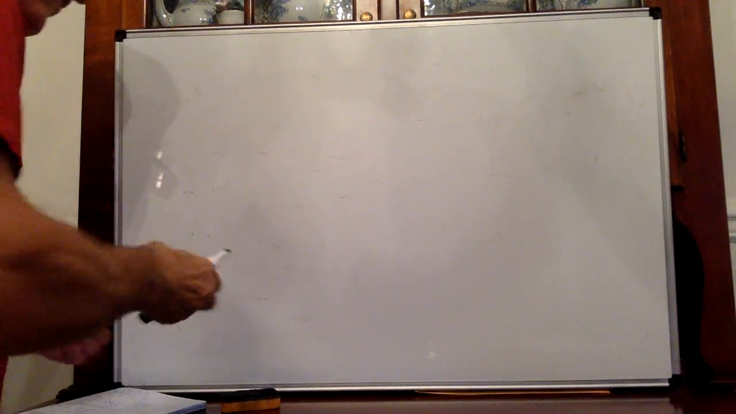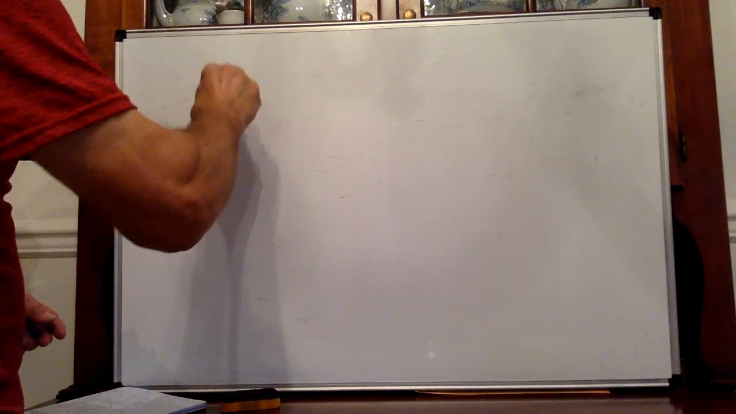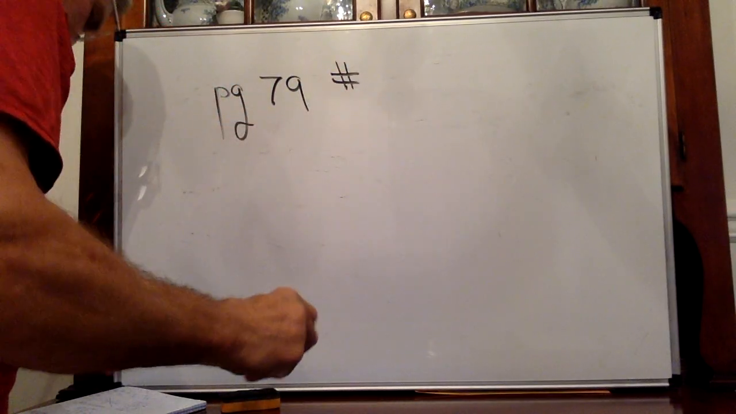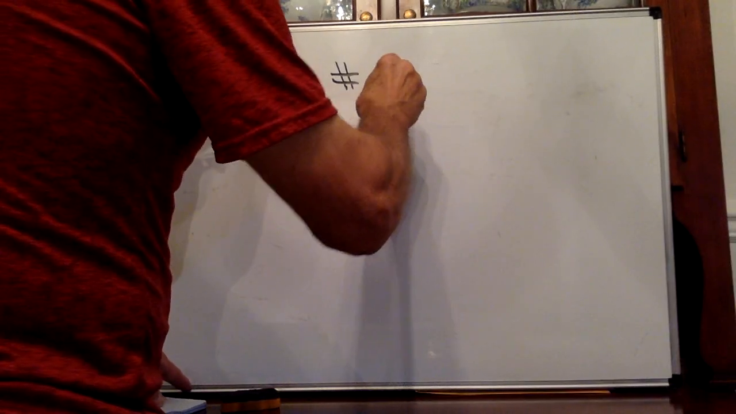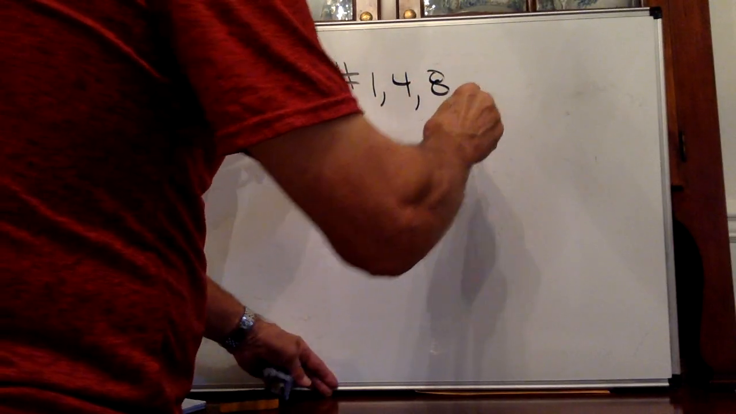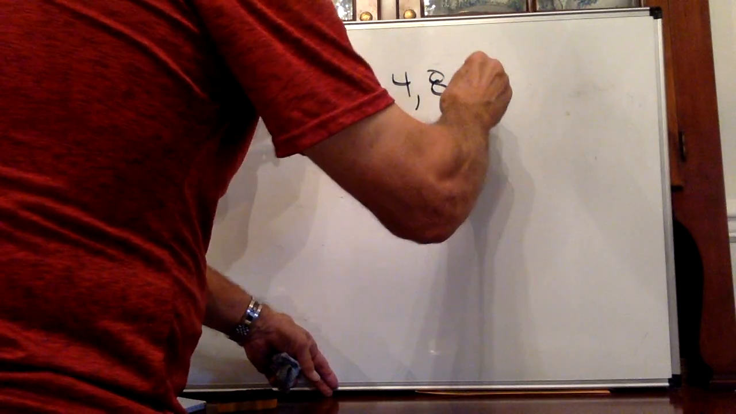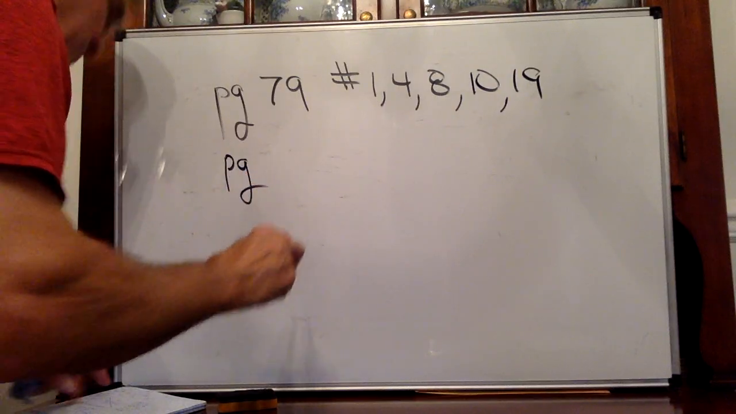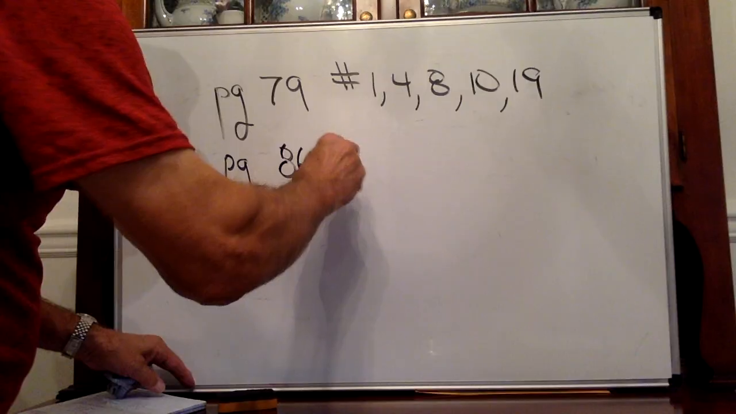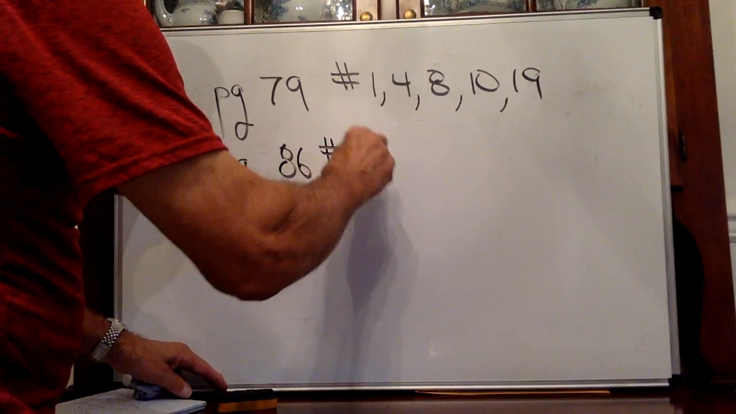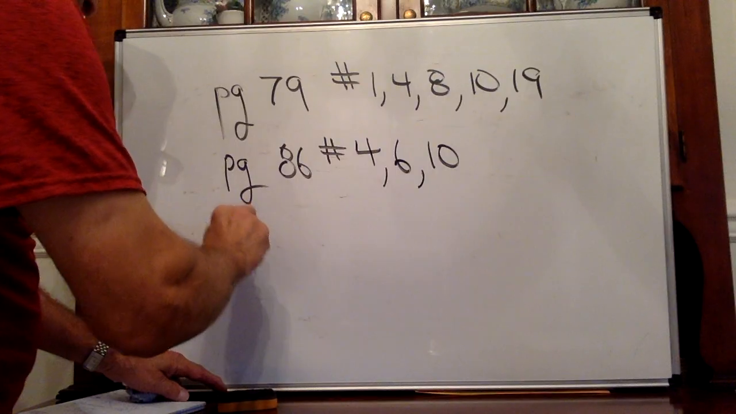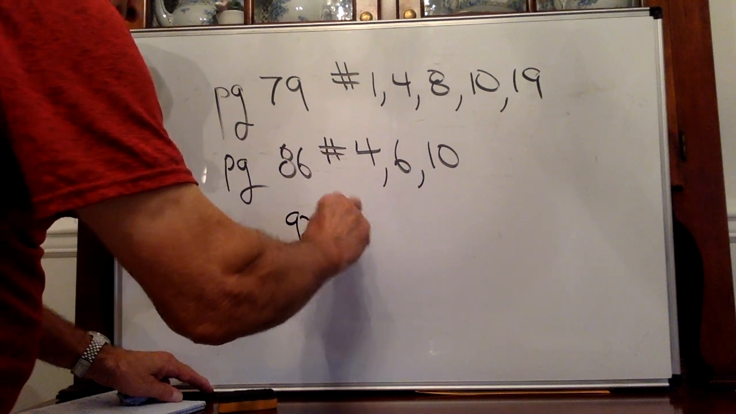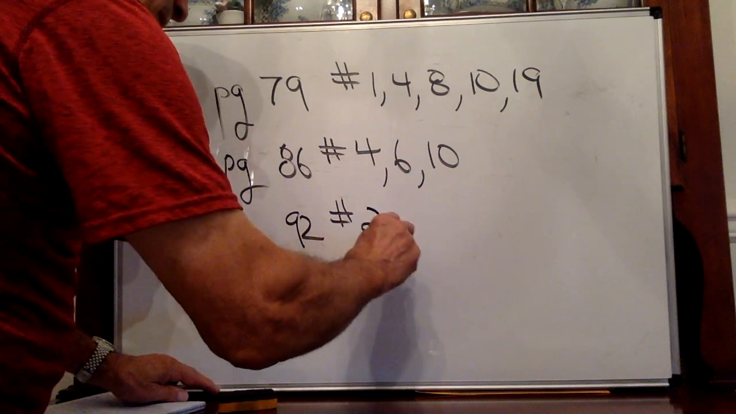So, for Friday, page 79, 148. Stop already. 10 and 19. Page 86. Number 4, 6, and 10. And page 92. Number 2, 12, and 13.